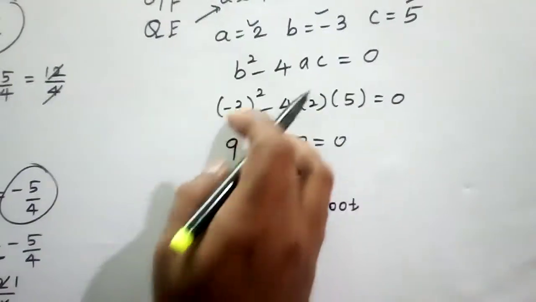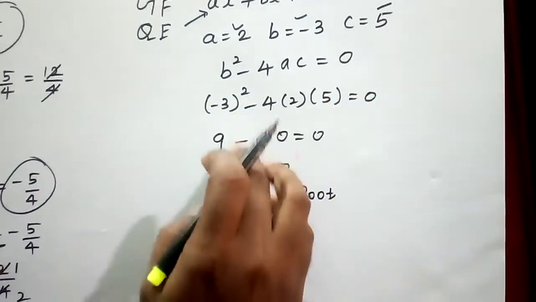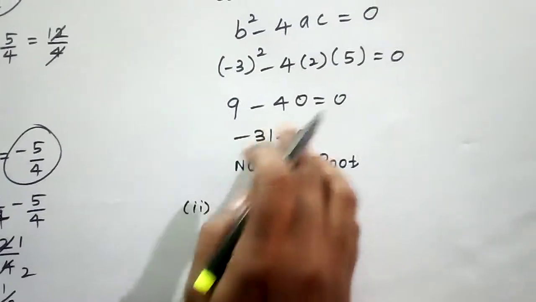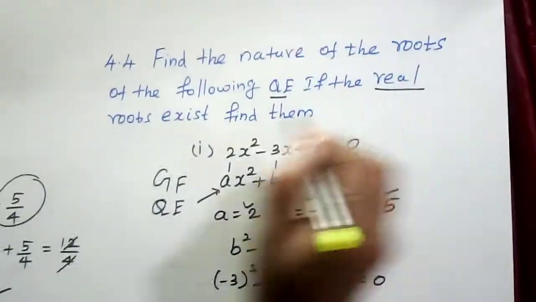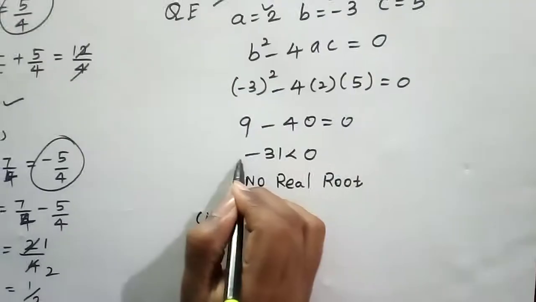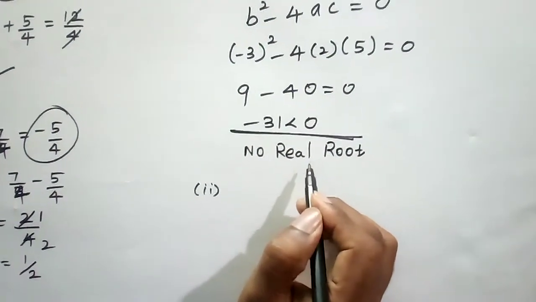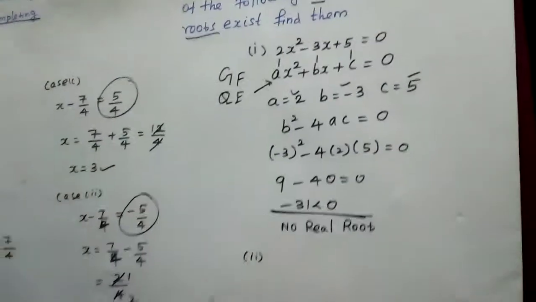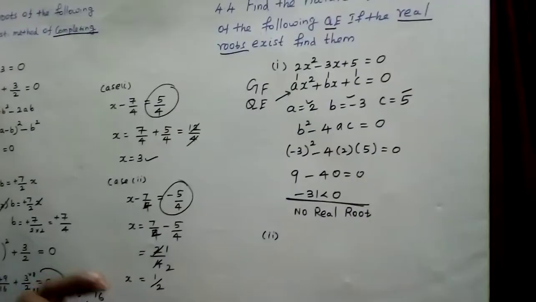Your answer is 3 squared, which is 9. 4 twos are 8, 8 fives are 40, so we get minus 40, and minus 40 plus 9 gives −31. So −31 is a negative value. The question asks for real roots, and we get a negative value, so no. The final conclusion is that the given problem has no real roots. Similarly, we will continue with the next problem in the next class.